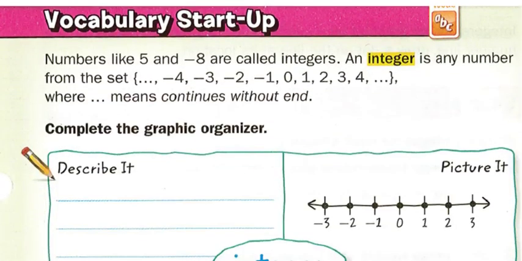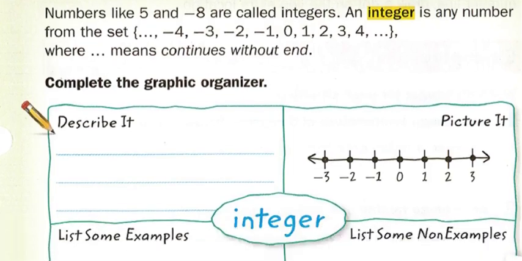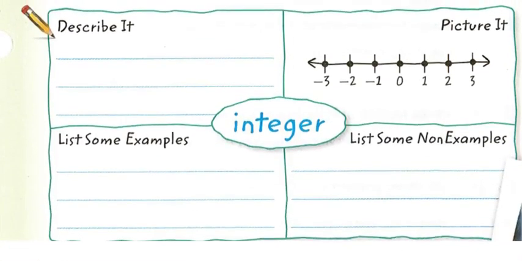Okay, first thing we're going to look at, numbers like 5 and -8 are called integers. And an integer is any number from the set, as you can see, -3, -2, -1, 0, 1, 2, 3, 4, where the little dot, dot, dot means continues without end. So it actually goes in both directions. So let's look at a little graphic organizer here for this word integer.